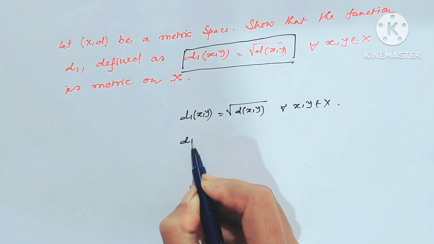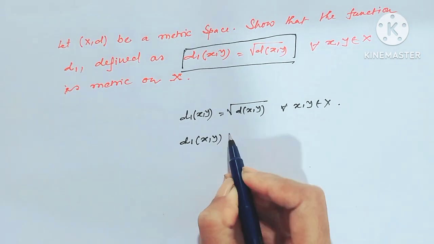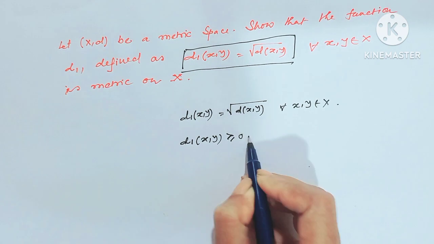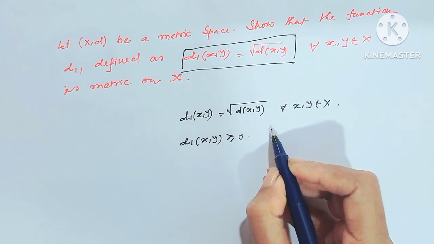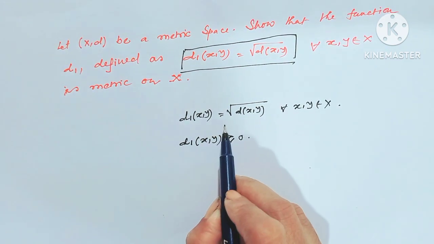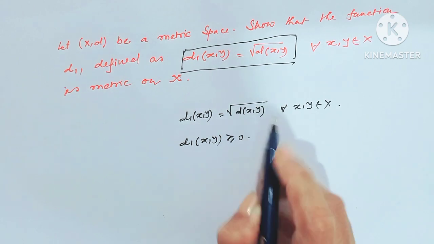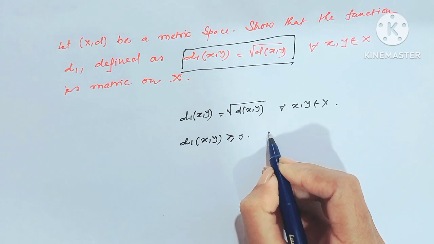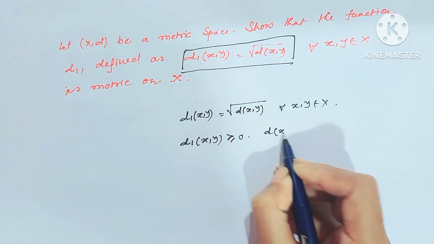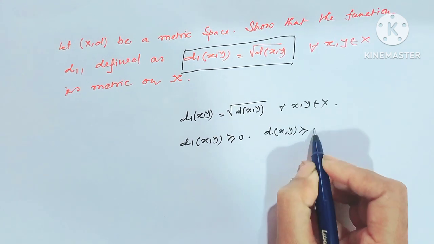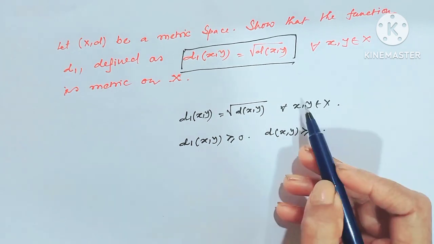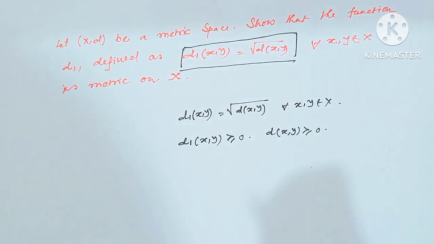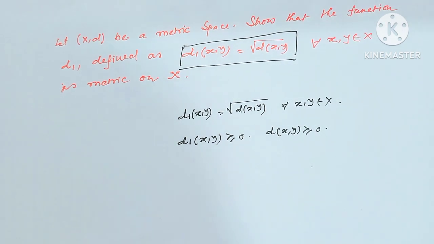Obviously d1(x,y) is greater than or equal to 0, because d1(x,y) equals the square root of d(x,y), where d is a given metric. Since d is a metric, d(x,y) is greater than or equal to 0. Therefore, its square root is also greater than or equal to 0. So the first condition of a metric space is satisfied.